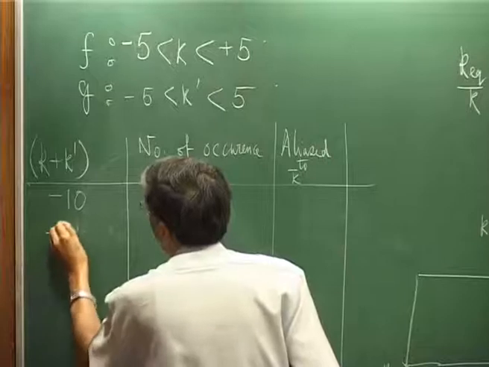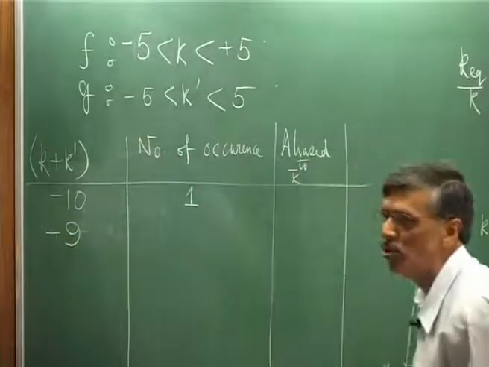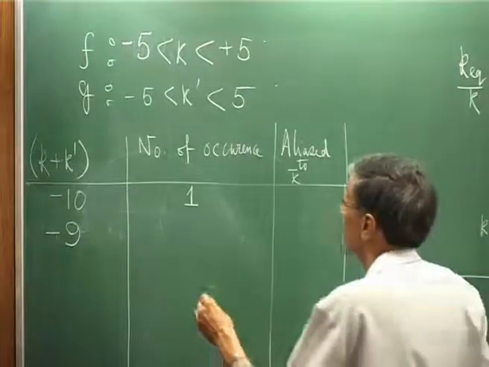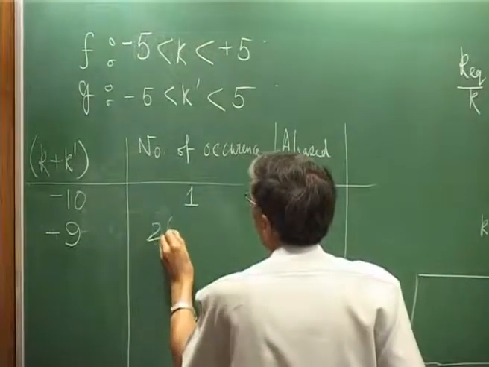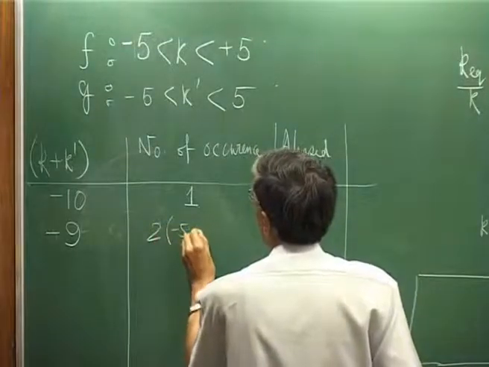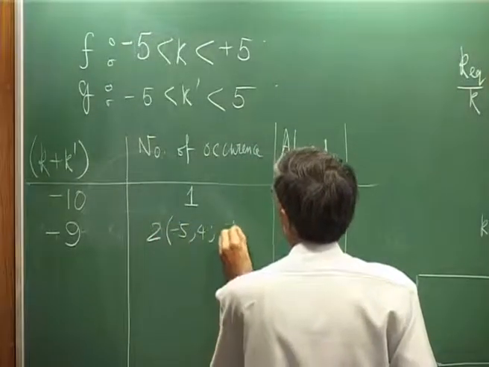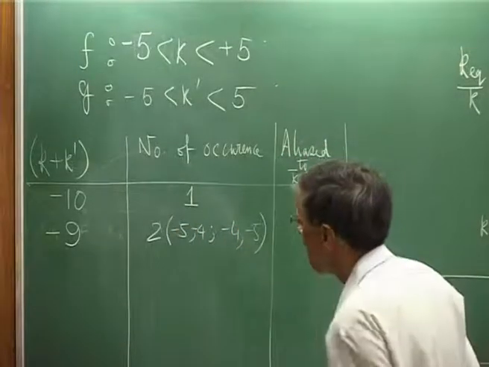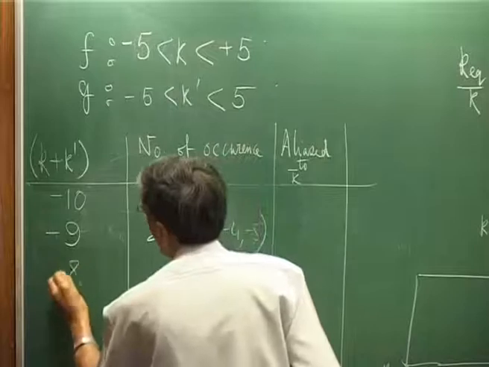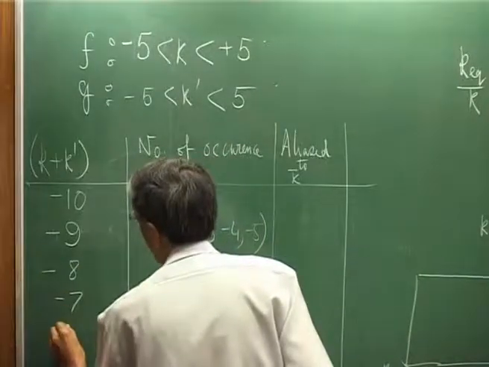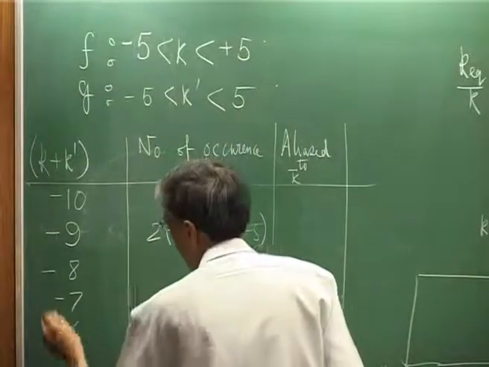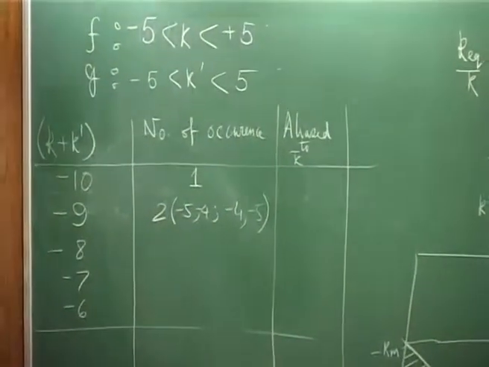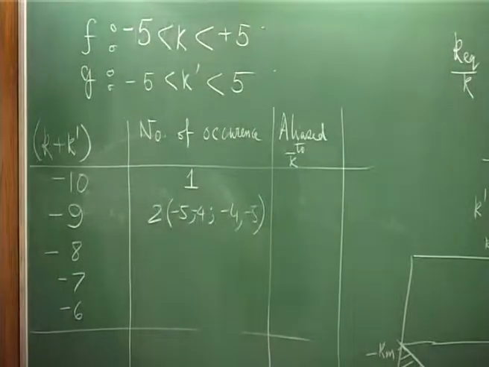What about minus 9? It could be 2, right? k is minus 5 and k prime is minus 4, or either way. So, this will be 2. Then we can have minus 8, then we can have minus 7, then we can have minus 6, and minus 5 is admissible. So, these are the places where things would go aliasing, right.